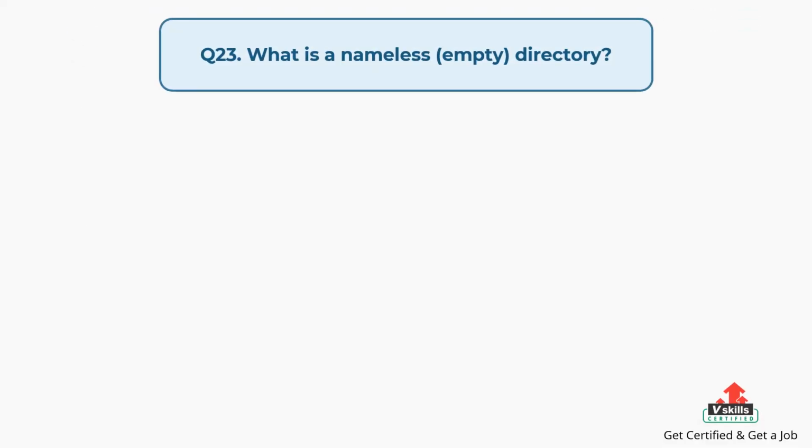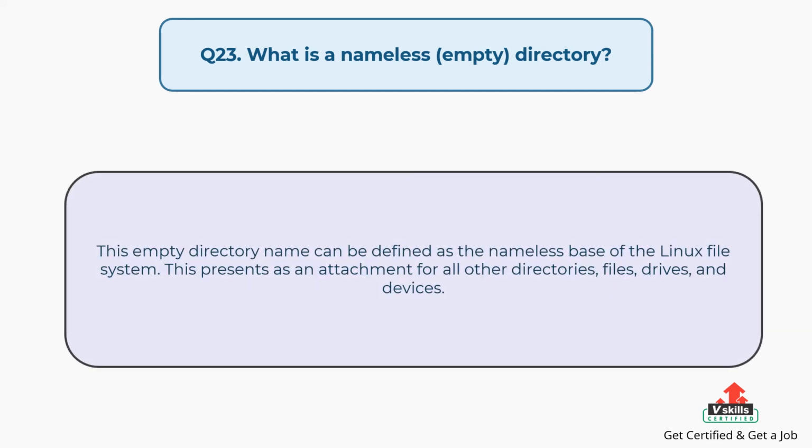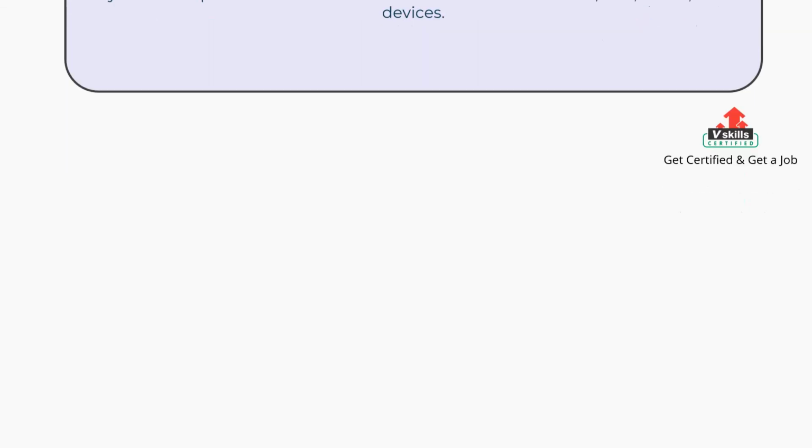Question number 23. What is a nameless, empty, directory? The answer is this empty directory name can be defined as the nameless space of the Linux file system. This presents as an attachment for all other directories, files, drives, and devices.